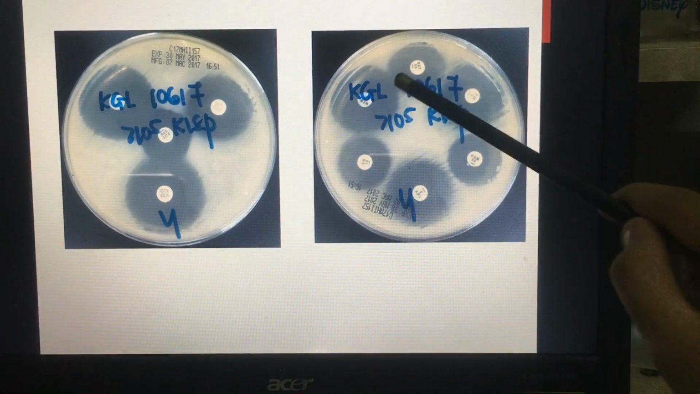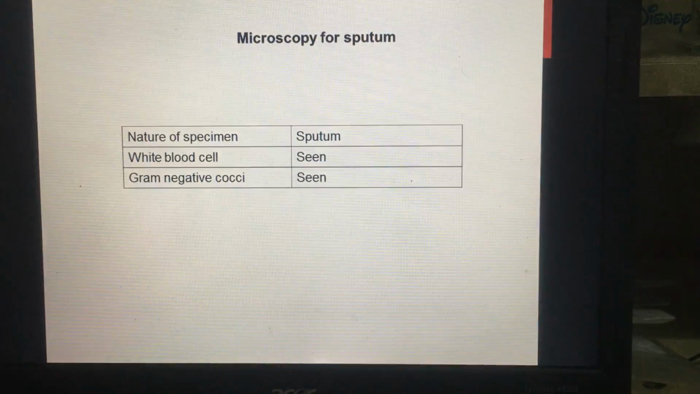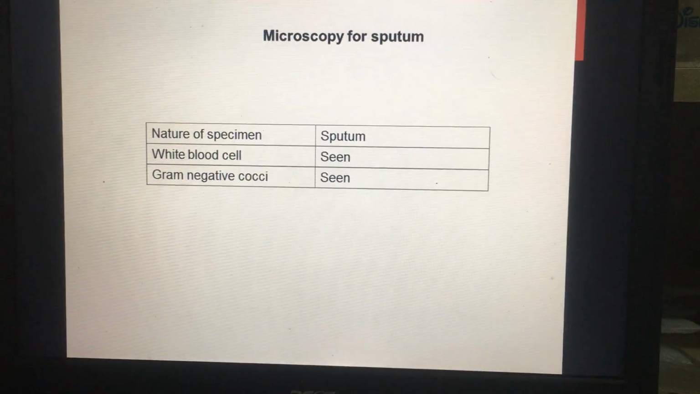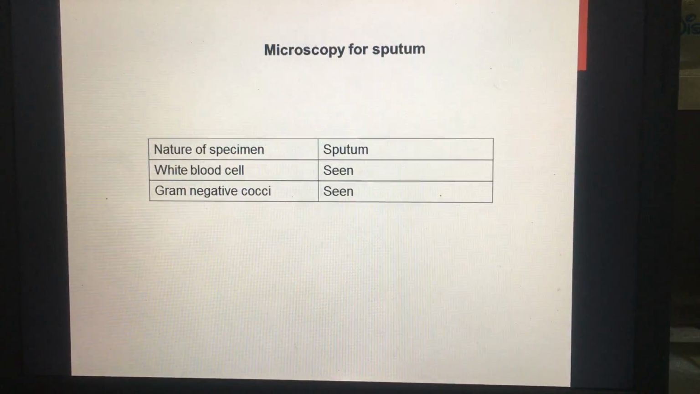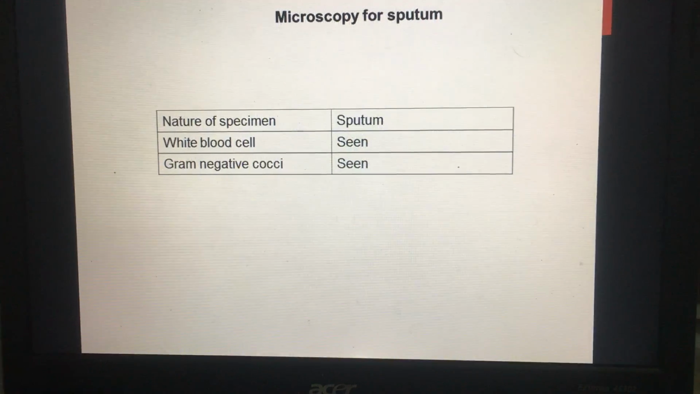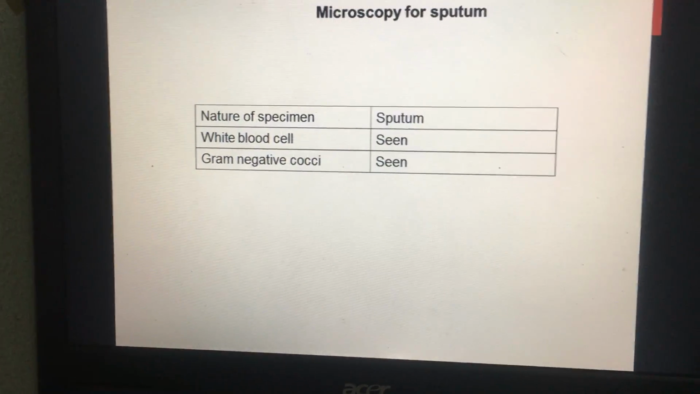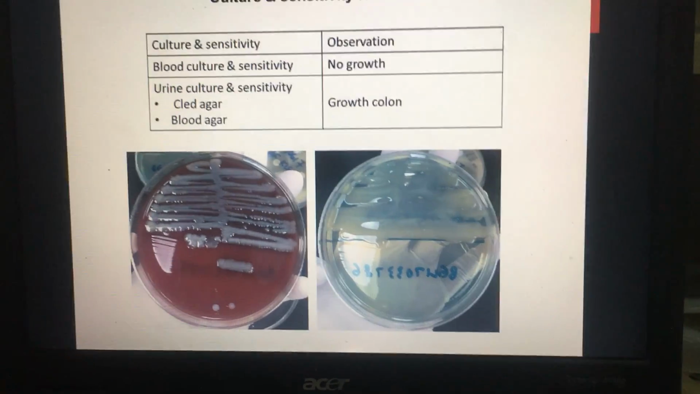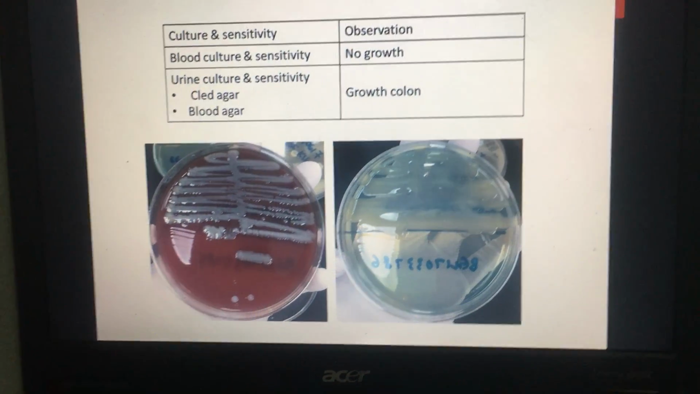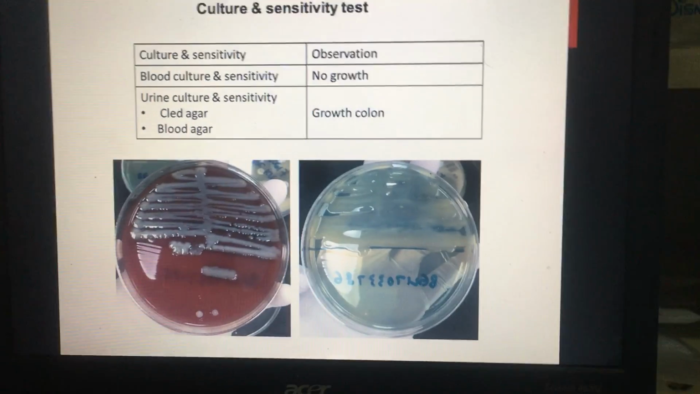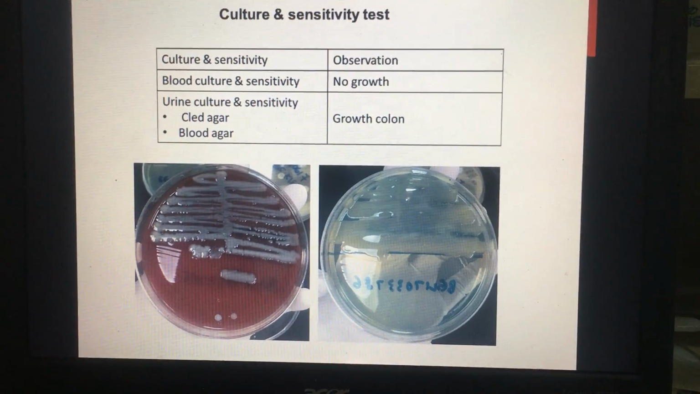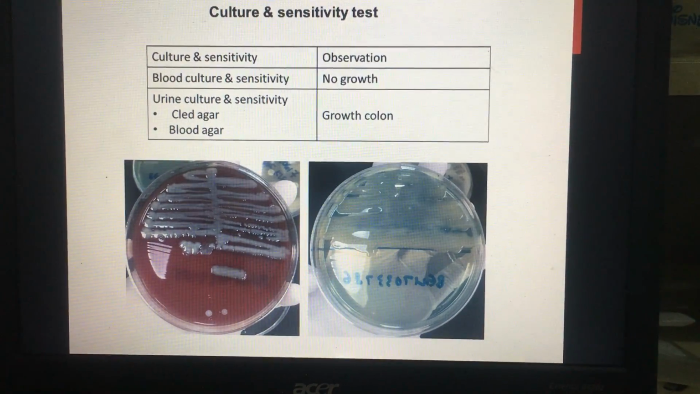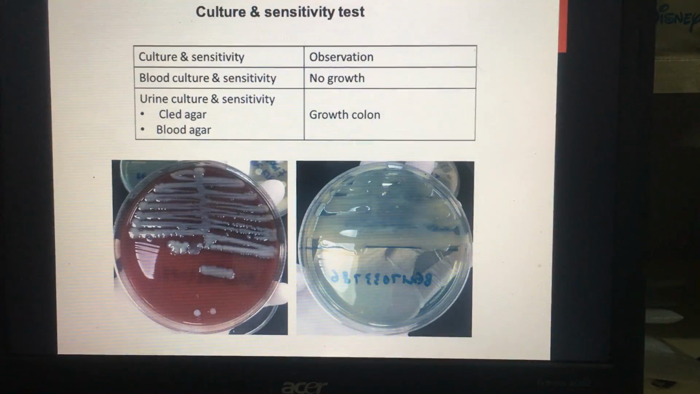Okay, next. We also took the sputum of the patient, and it shows that the sputum has white blood cells and gram-negative cocci. Okay, next, this is the urine culture. We did urine culture and also blood culture, but in blood culture there is no growth. In urine culture we used CLED agar and blood agar.